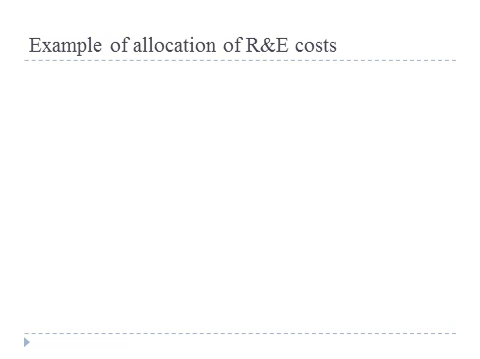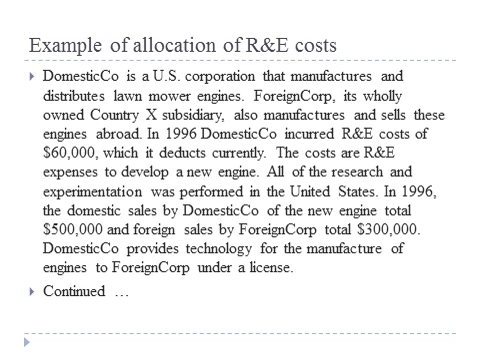Here's an example of allocation of research and experimentation costs. Domestic Co. is a U.S. corporation that manufactures and distributes lawnmower engines. Foreign Corp. is its wholly owned Country X subsidiary and also manufactures and sells these engines abroad. In 1996, Domestic Co. incurred research and experimentation costs of $60,000, which it deducts currently. The costs are research and experimentation expenses to develop a new engine. All of the research and experimentation was performed in the United States.